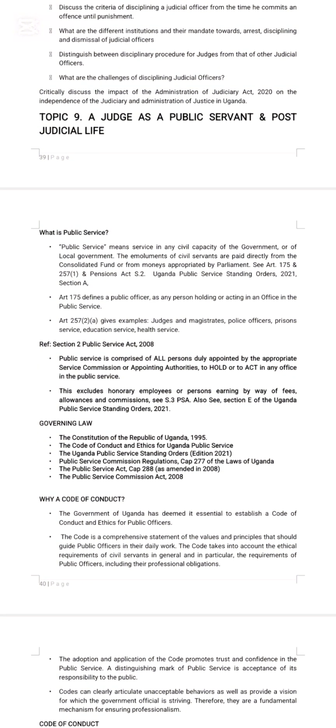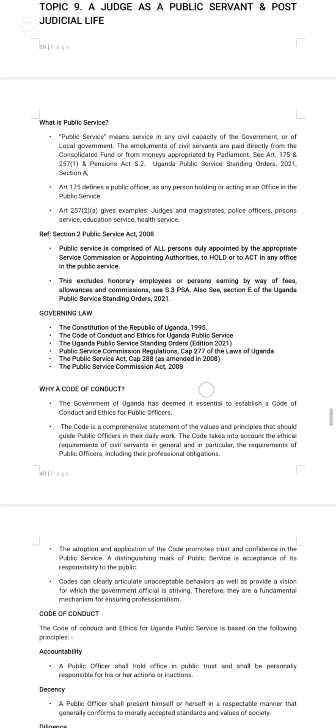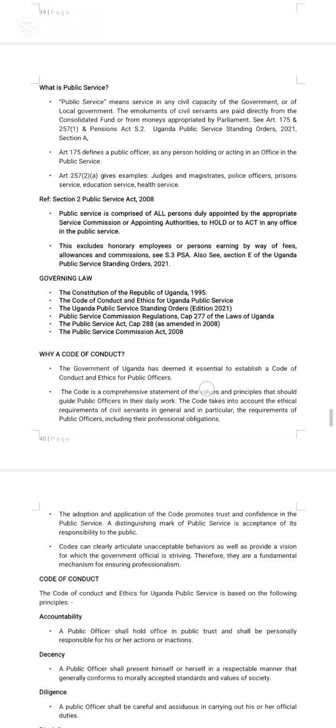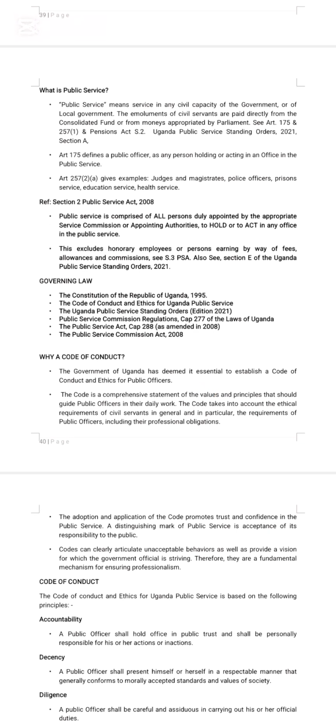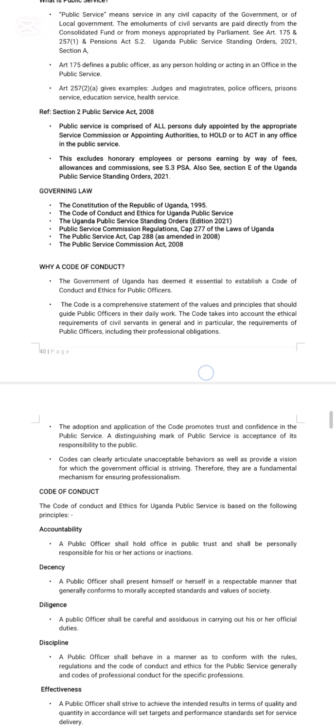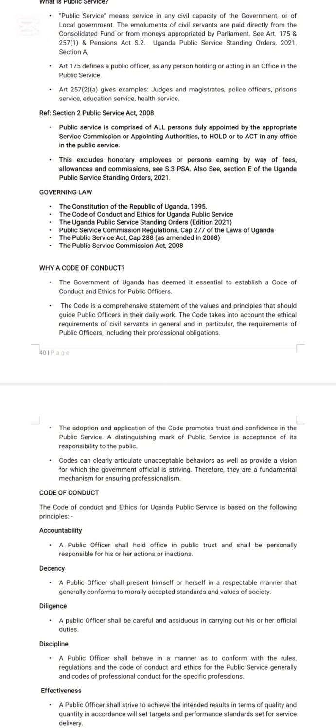Topic 9, a judge as a public servant and post-judicial life. What is public service? Article 175 defines public officer as any person holding or acting in an office in the public service. We also have Article 257(2)(a), which gives examples: judges and magistrates, police officers, prison service, education service, and also health service. Section 2 of the Public Service Act.